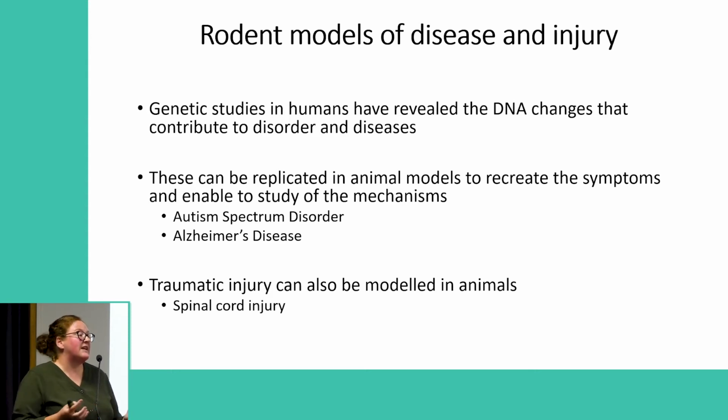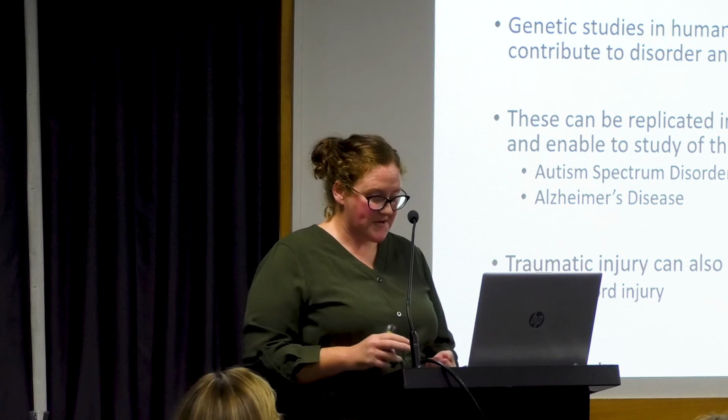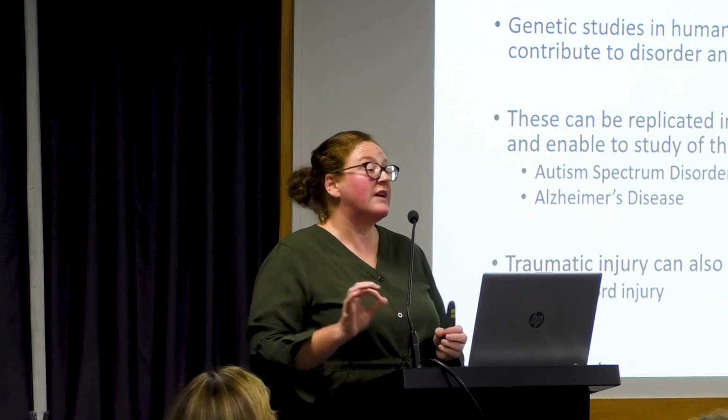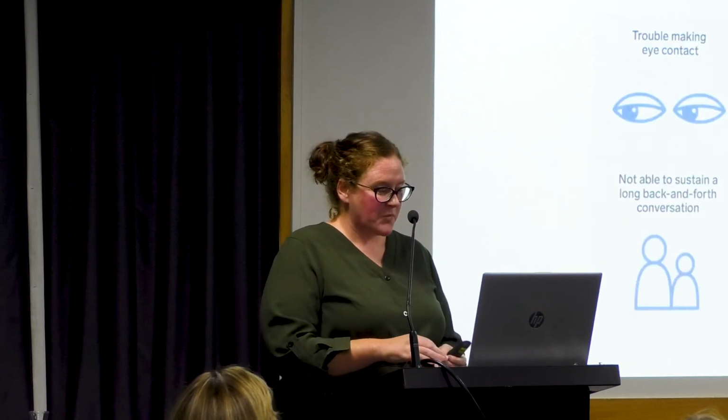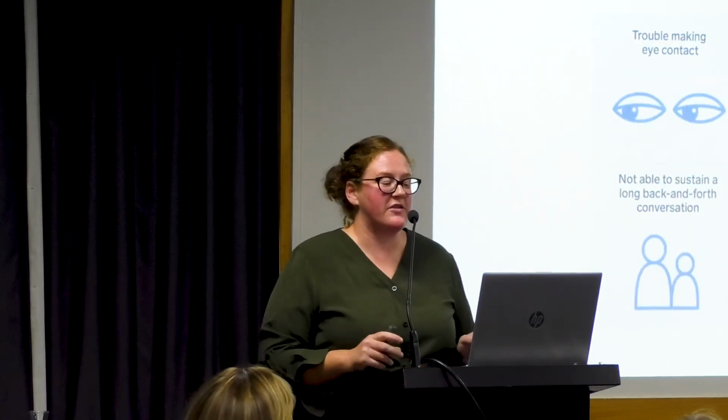And this really enables you to understand the symptoms and examine the cellular mechanisms that are taking place in these diseases. Two of the diseases that I look at are autism spectrum disorder and Alzheimer's disease, and I also just started in the last year or so looking at spinal cord injury. This is a traumatic injury model, which we can model in rats. So I'm going to talk just a snippet about what we're doing in each of these diseases, and a little bit of background as well.